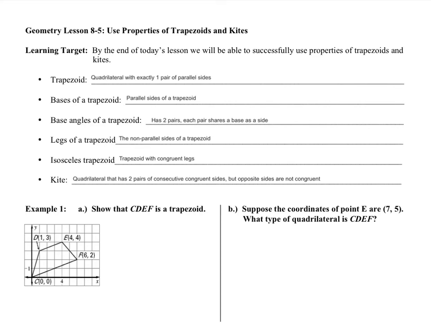8-5. Use properties of trapezoids and kites. By the end of today's lesson, we will be able to successfully use properties of trapezoids and kites. I would like you to pause the video and take a moment to copy down the definitions to all of these vocabulary terms.